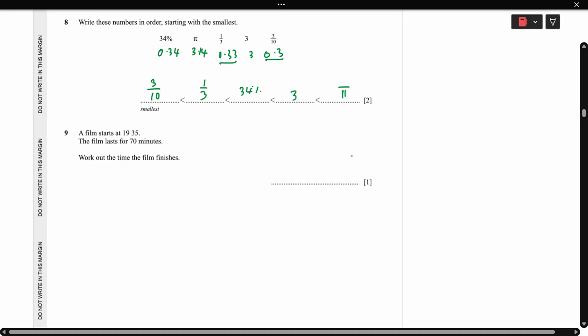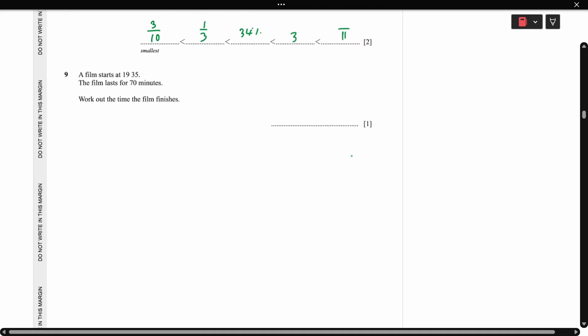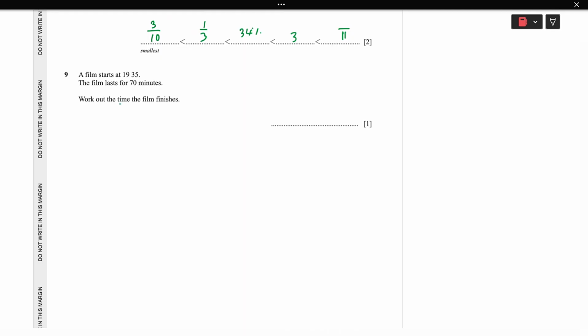Okay, so the next one, a film starts at 1935. The film lasts for 70 minutes. So work out the film's finishing time. So starting at 1935, 70 minutes, as we know, is 1 hour 10 minutes. Okay, so which is going to be 20:45. The film ends at 20:45.